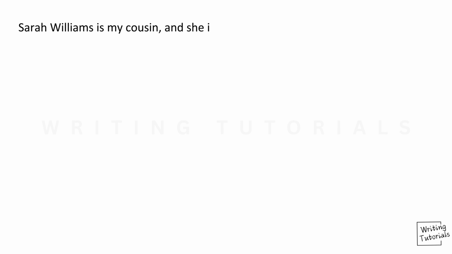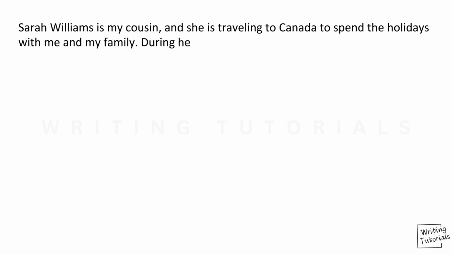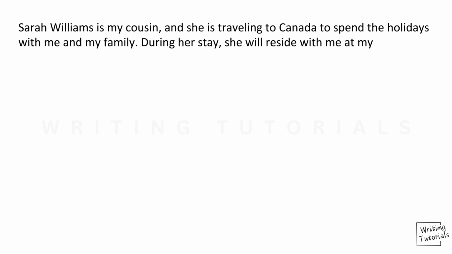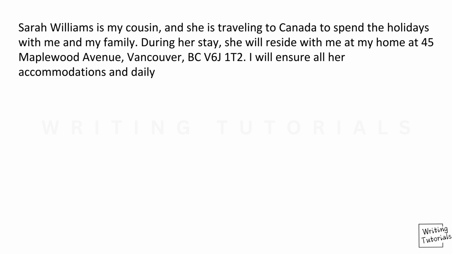Relationship and accommodation details. Next comes the part where you explain your relationship with the guest and the arrangements you'll provide. Sarah Williams is my cousin, and she is traveling to Canada to spend the holidays with me and my family. During her stay, she will reside with me at my home at 45 Maplewood Avenue, Vancouver, British Columbia, V6J 1T2. I will ensure all her accommodations and daily living needs are met throughout her visit.